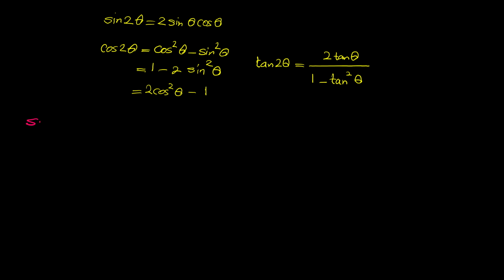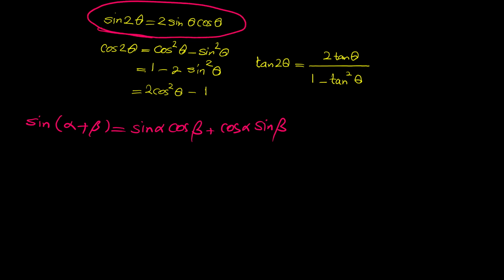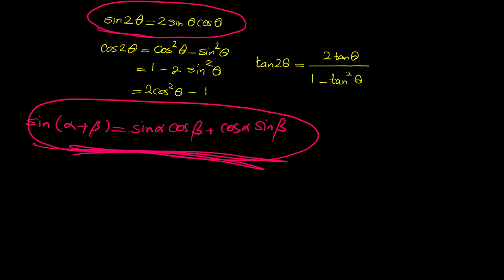Let me remind you first the sum formula for sine. Sine of alpha plus beta is sine of alpha cosine beta plus cosine alpha sine beta. This is the formula that we have for the sum of angles for the function sine. You should be familiar with this formula. The double angle identity for sine is a special case of this. This is more generalized than that.